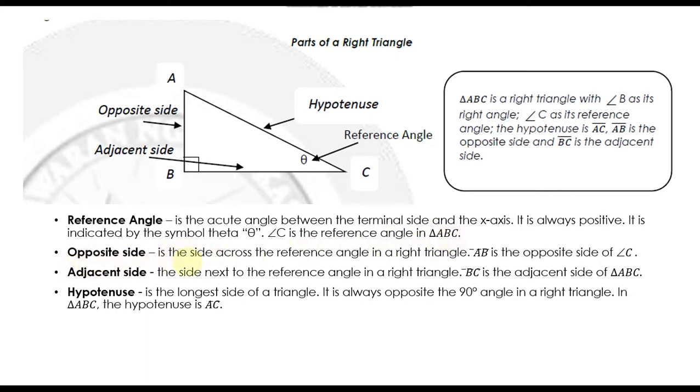Opposite side is the side across the reference angle in a right triangle. Segment AB is the opposite side of angle C. Adjacent side: the side next to the reference angle that is not the hypotenuse. Segment BC is the adjacent side of triangle ABC. Hypotenuse is the longest side of a triangle. It is always opposite the 90-degree angle in a right triangle. In triangle ABC, the hypotenuse is segment AC.